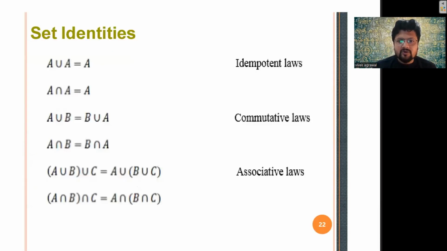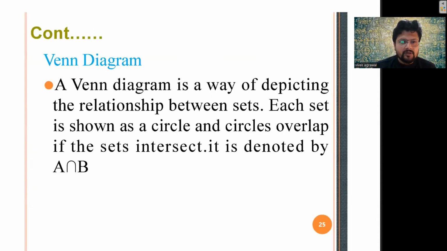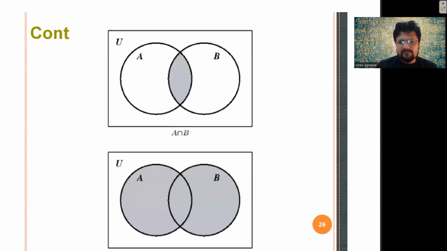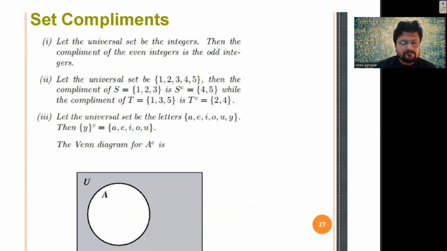Then we discussed some set identities and we were discussing the Venn diagram. I also explained what a Venn diagram is. Any universal set is represented by a rectangular box, and sets A and B are represented by circles. The common portion of A and B will be represented as A intersection B. This complete boundary, this complete thing will be called A union B, right?